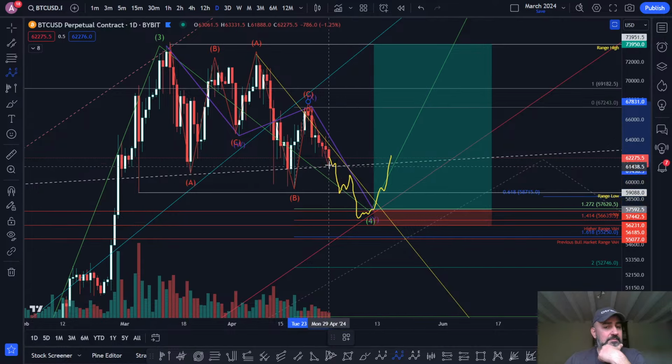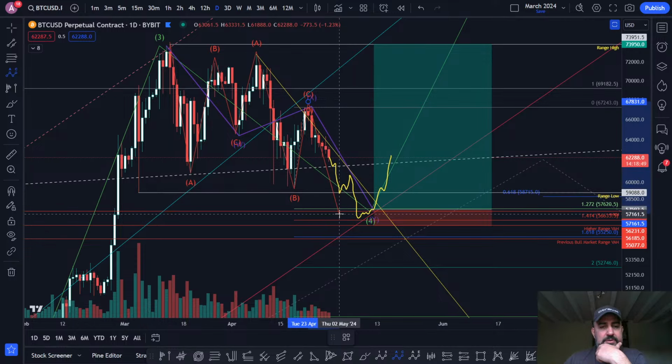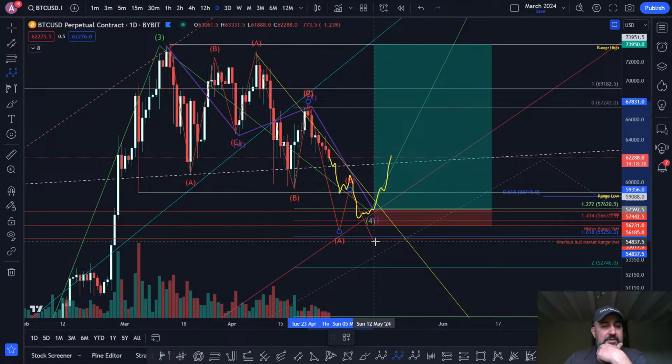A, now this is the question. How does this correct? So there's only two options here, I think. A, I don't know. How is this going to look?